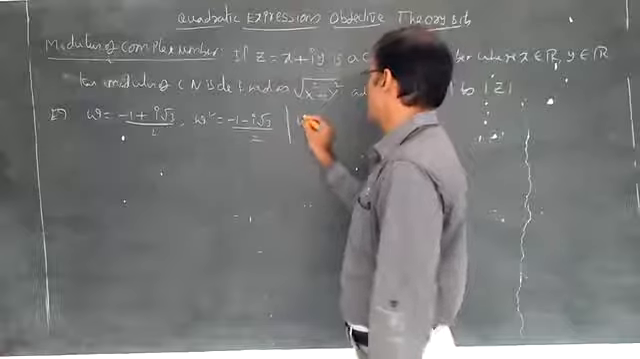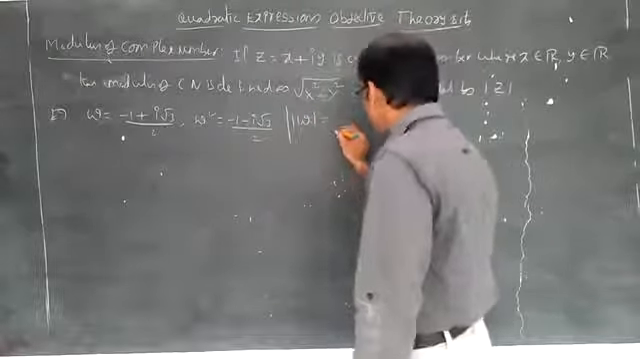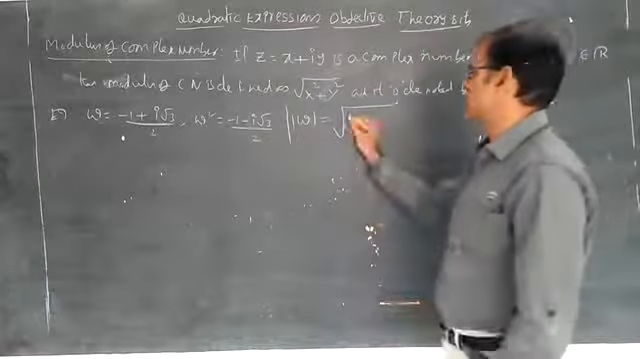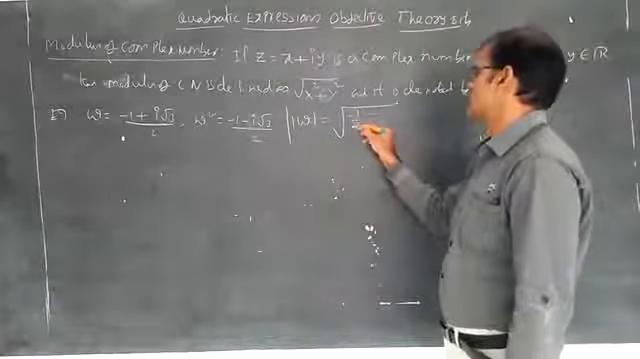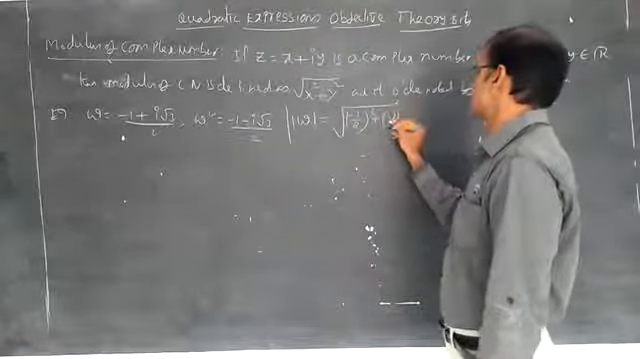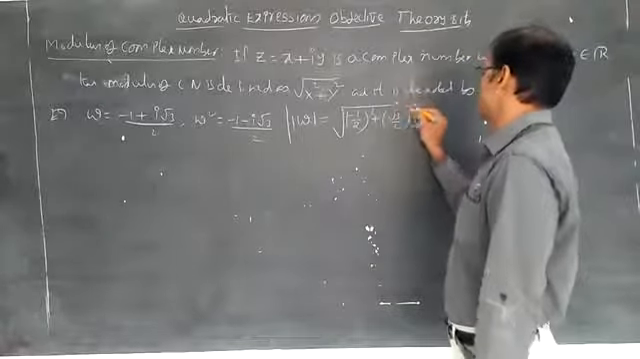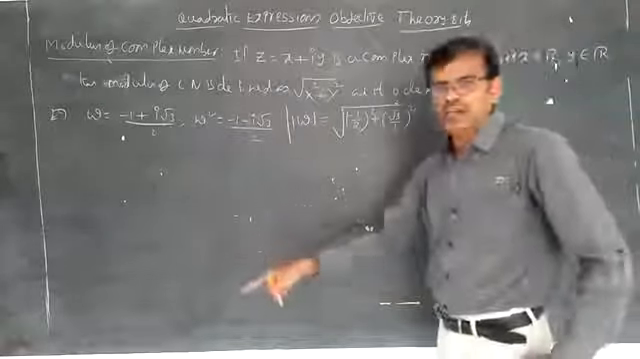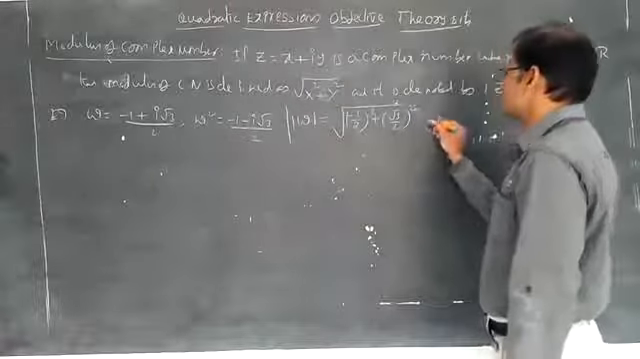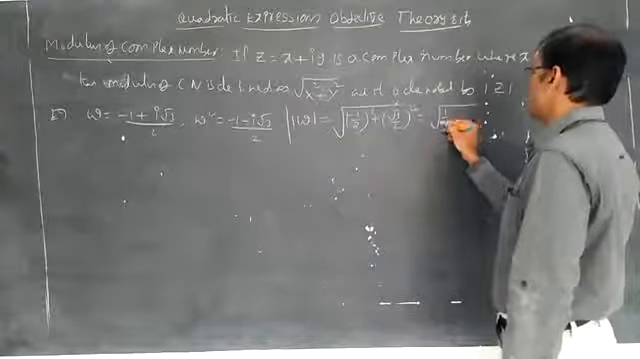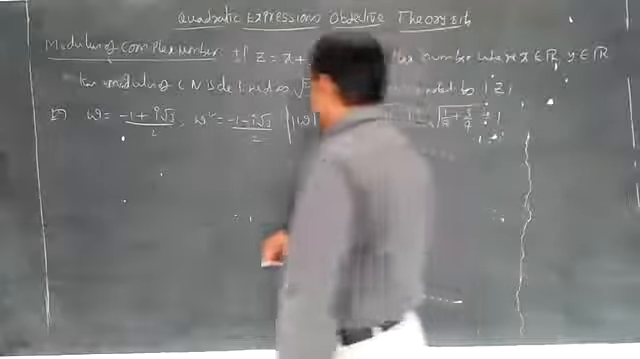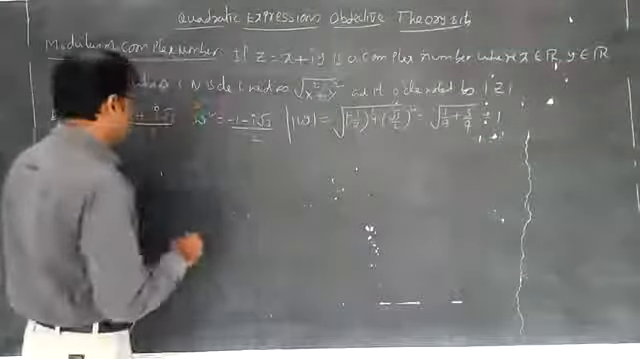Now, the modulus of omega means the root of real part square plus imaginary part square. Here the real part is −1/2, whole square, plus the imaginary part √3/2, whole square. You should not consider the i, only the coefficient. Then you can understand, 1/4 + 3/4 becomes 1. It is called a unimodular complex number.